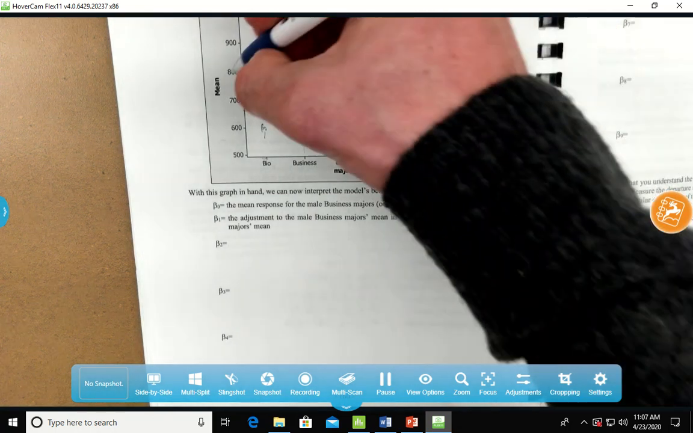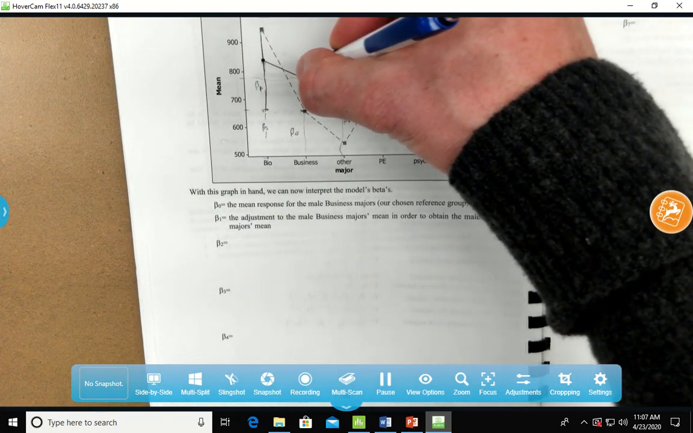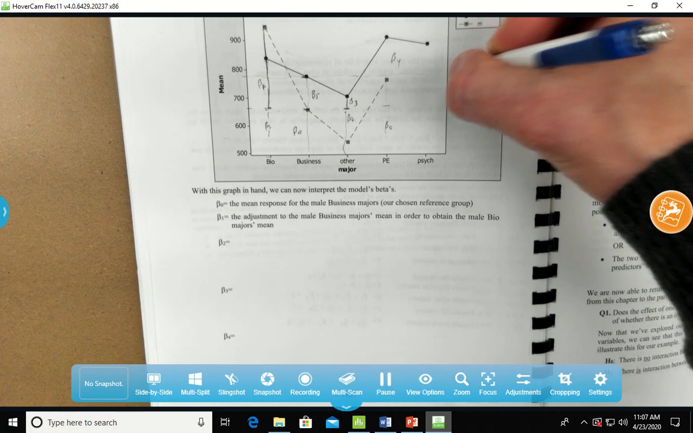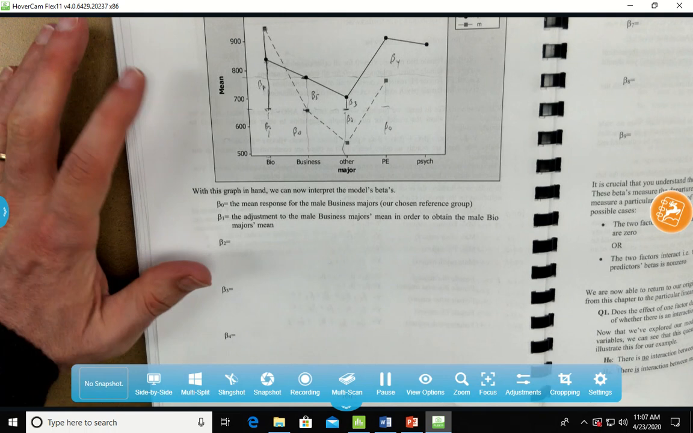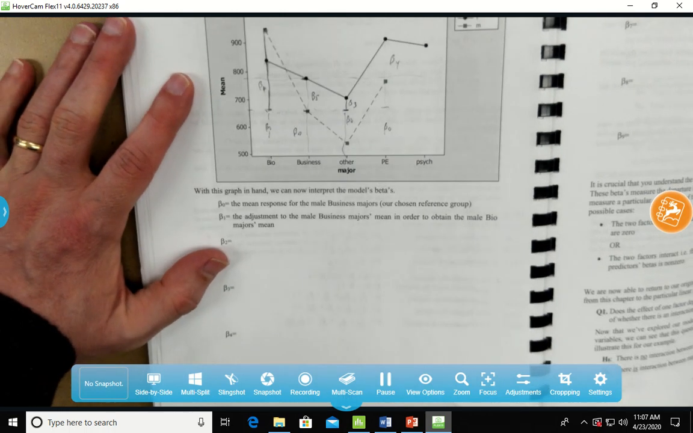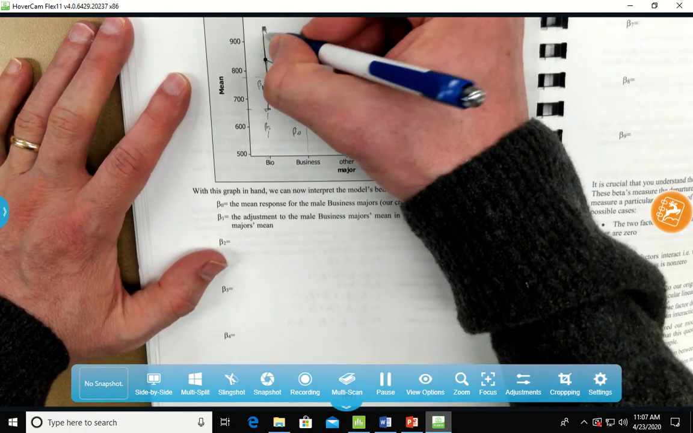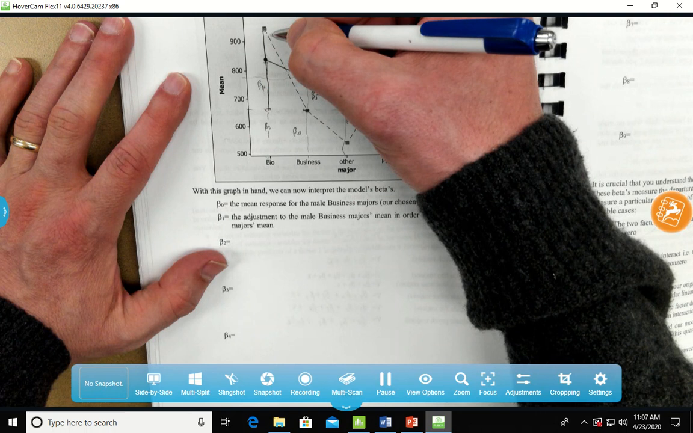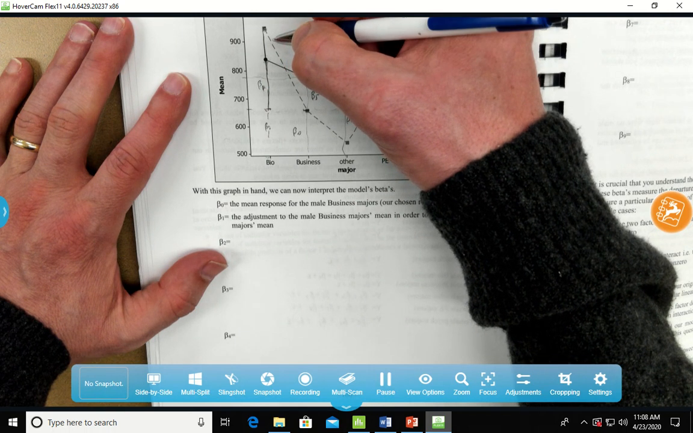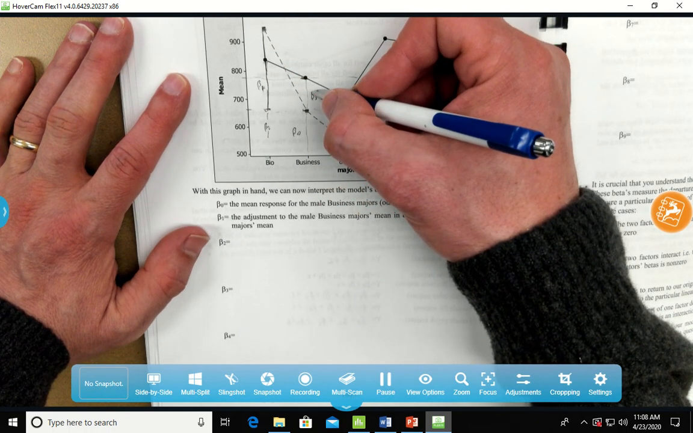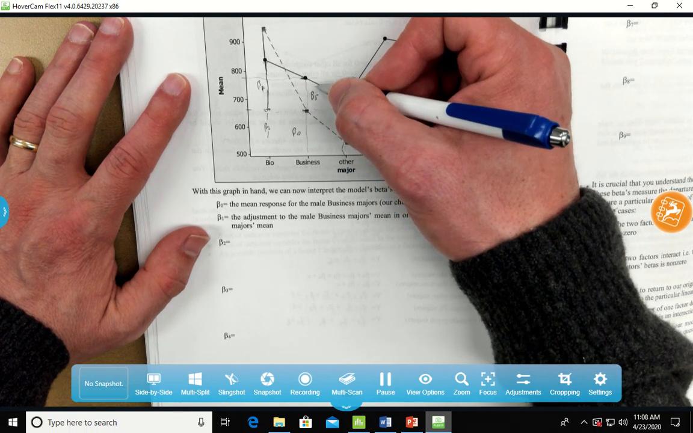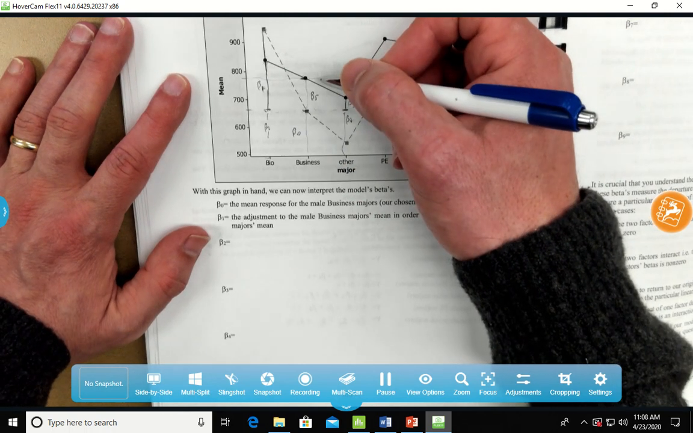So if you're female, you're now at this level automatically. And then what you have to do is add or subtract different parts. So for this one, you would have to add on then beta naught plus beta 5. That gives you sort of like the female part.